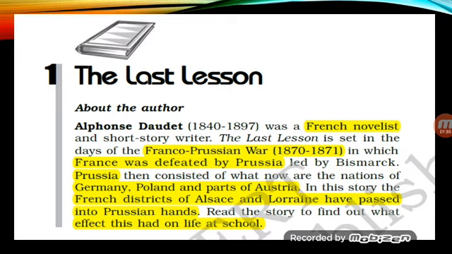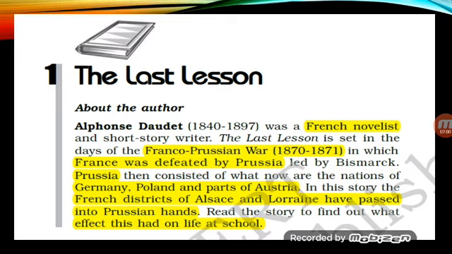He talks about the Franco-Prussian War that took place between 1870 and 1871. In that war, there were two armies, two sides. One side was just France and the other side was Prussia. Prussia consisted of Germany, Poland and parts of Austria. So on one side was France and on the other side was Prussia, including 3 countries.